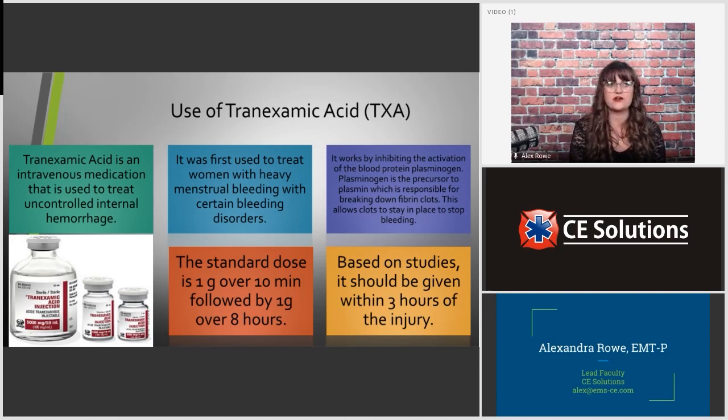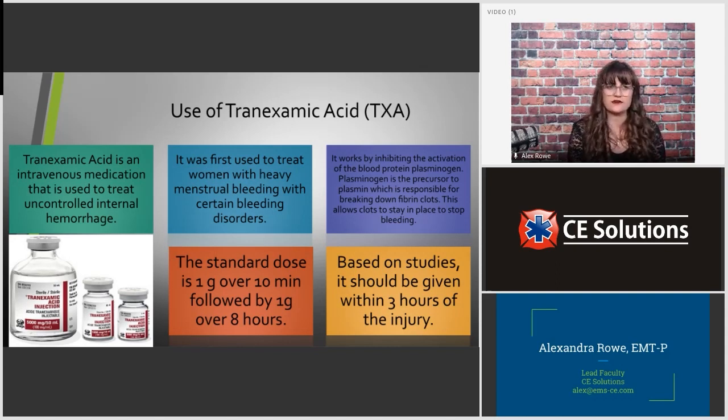Use of TXA or tranexamic acid. Did you know tranexamic acid was originally used to help treat women with heavy menstrual bleeding or when they were hemorrhaging after giving birth? This medication is now starting to gain traction with treating patients that are having traumatic bleeding. It works by inhibiting the activation of the blood protein plasminogen. Plasminogen is the precursor to plasmin, which is responsible for breaking down the fibrin clots. This allows clots to stay in place to stop the bleeding.